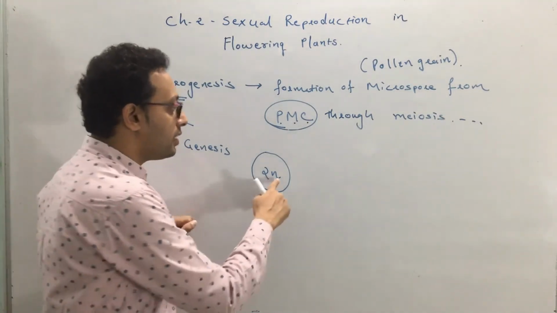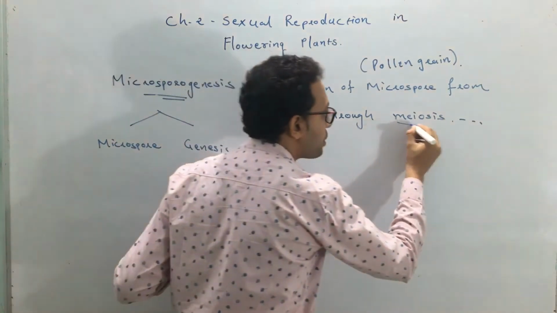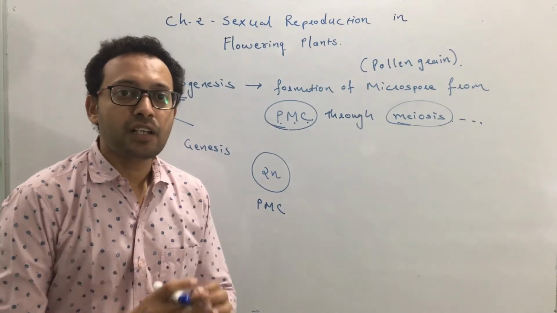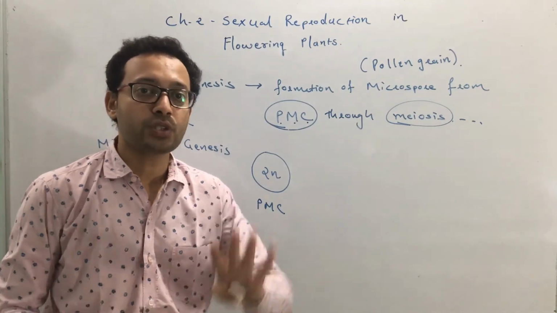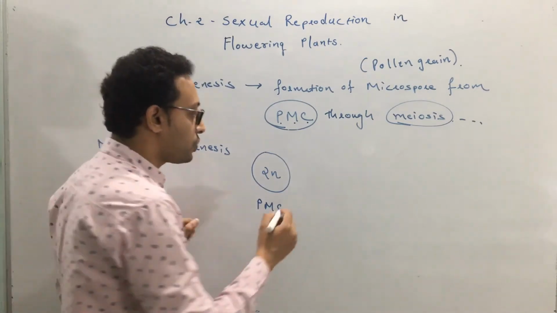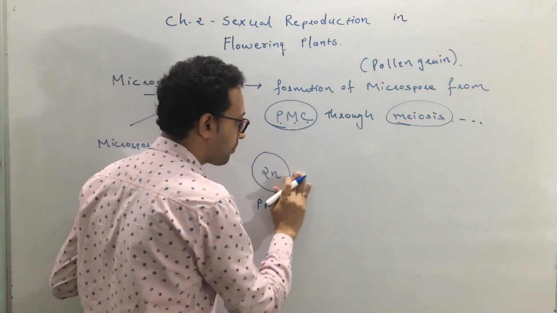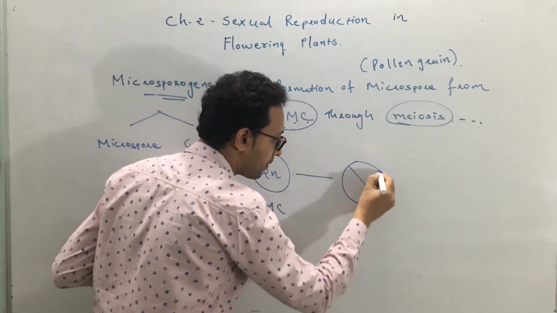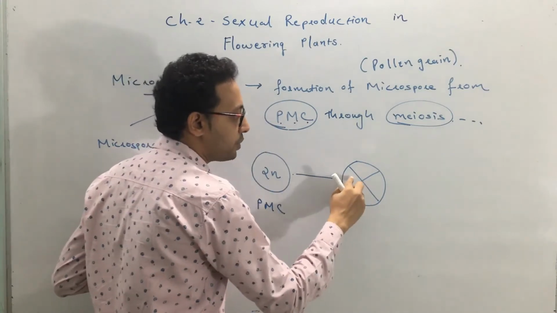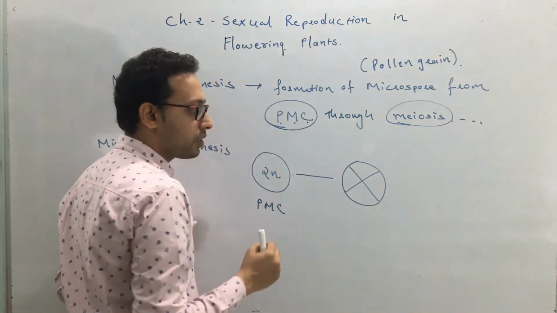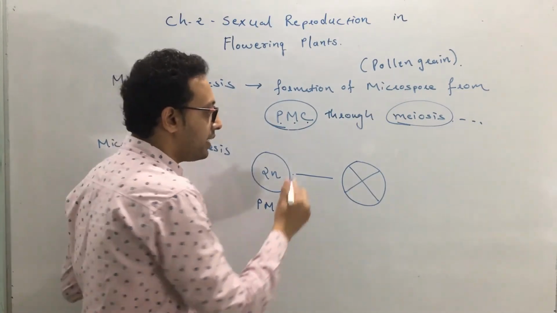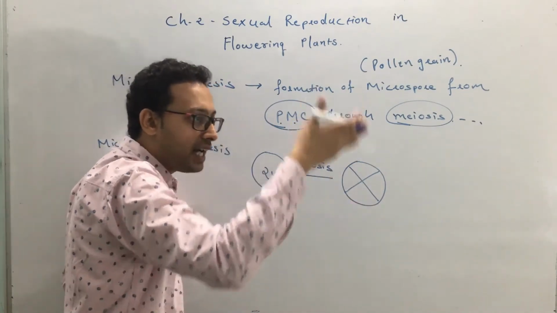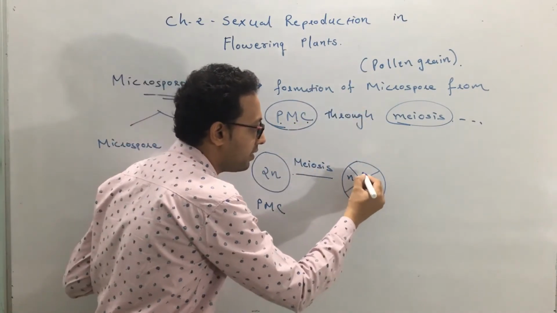Now what happens? This pollen mother cell divides by a process called meiosis. Meiosis, you know that it is a reductional cell division, and by this type of division, how many daughter cells are produced? 4 daughter cells are produced. 1, 2, 3, 4. Here it is meiosis, so the number of chromosomes in the daughter cells gets halved. Here 2n, so it becomes n.